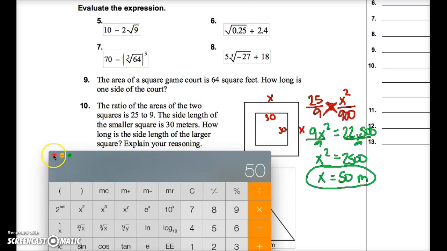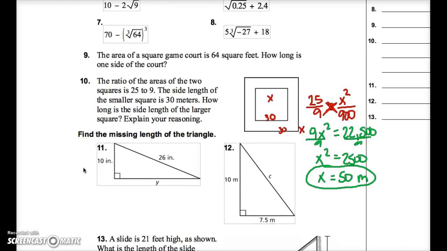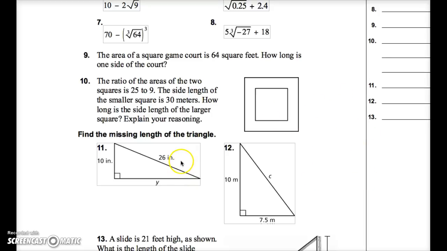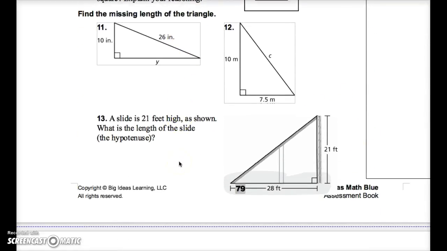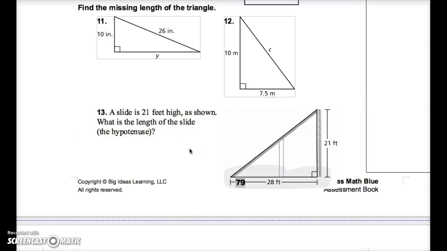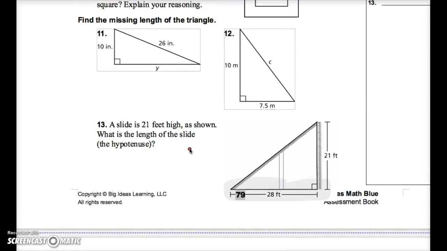Okay, moving on. 11 and 12, find the missing length of the triangle. So remember, we have right triangles here. So we have to use the Pythagorean theorem. So I'm going to write the formula right over here. You use this for any right triangle. And remember, C is always your hypotenuse, the side that is opposite from the right angle.